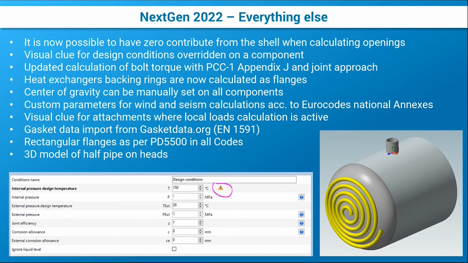We have added rectangular flanges according to PD 55,000 and for all codes. So in case you need a rectangular flange, a welding neck flange, you may use this code, and you have the ability to add it to your model in NextGen. This is only for the desktop view, so you have to define an additional component without the 3D user interface and select the rectangular flange.